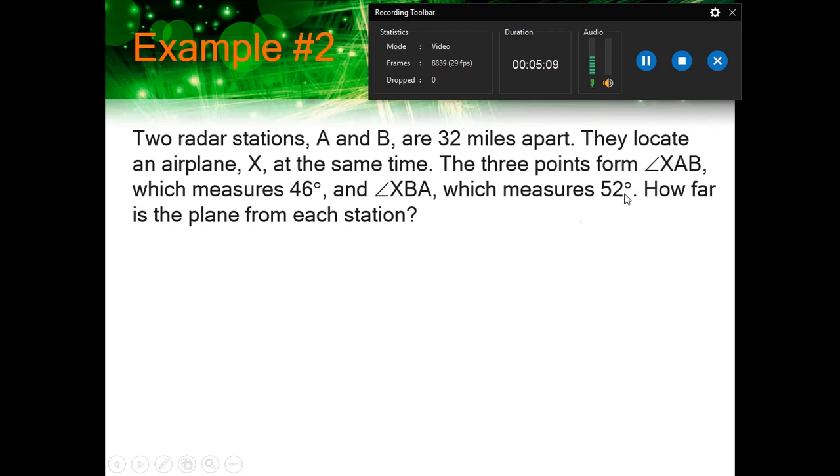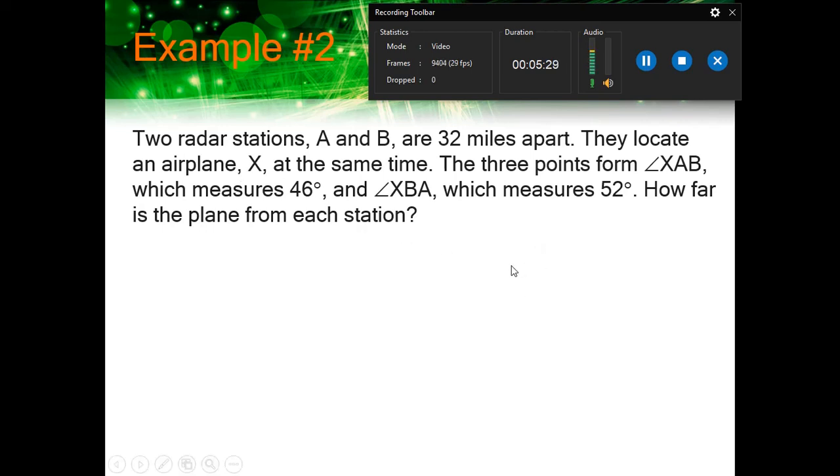In example 2, we have 2 radar stations, A and B, and they are 32 miles apart. They locate an airplane X at the same time. The 3 points form angle XAB, which measures 46, and angle XBA, which measures 52. How far is the plane from each station?